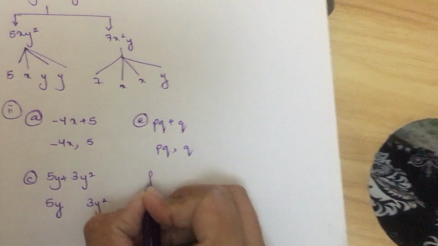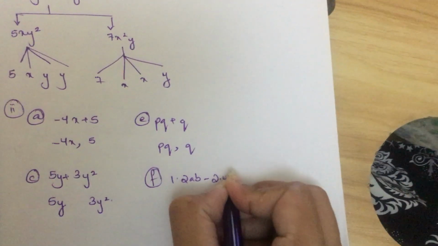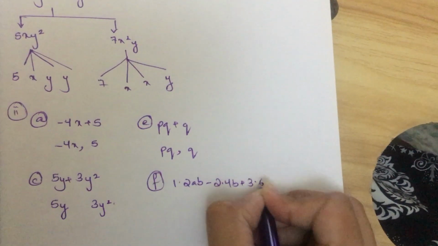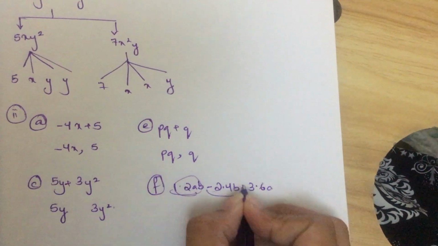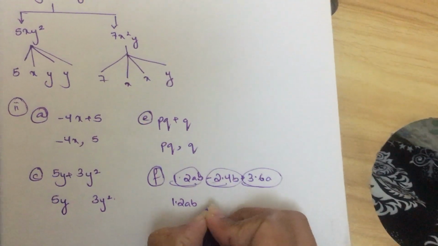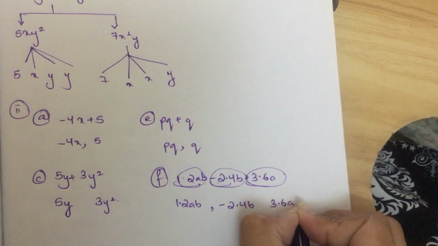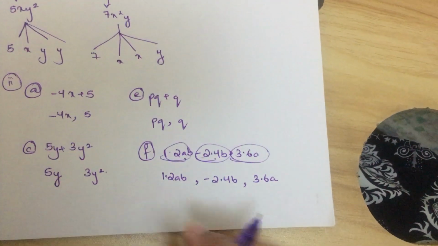Now doing the next one likewise, 1.2ab minus 2.4b plus 3.6a. One term, second term, third term. So 1.2ab, comma, minus 2.4b, comma, 3.6a. These are the terms that we have.